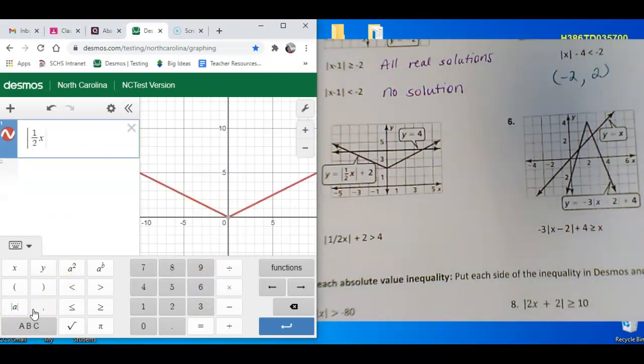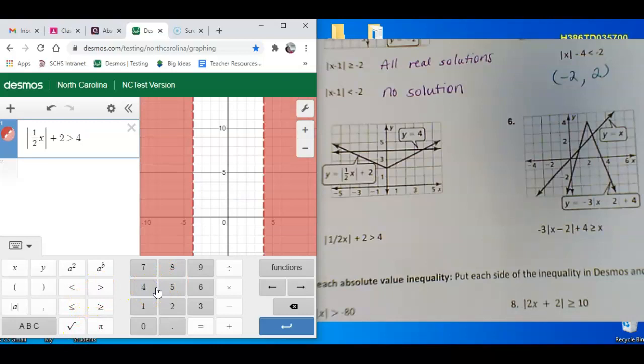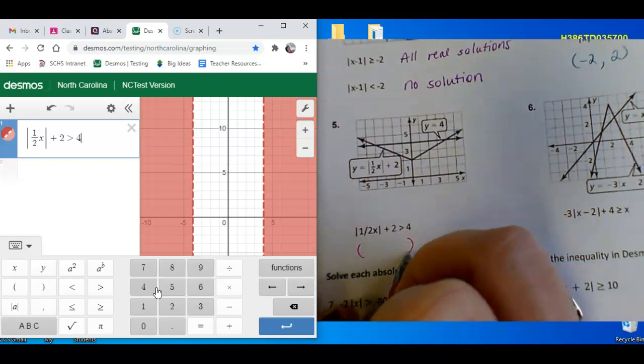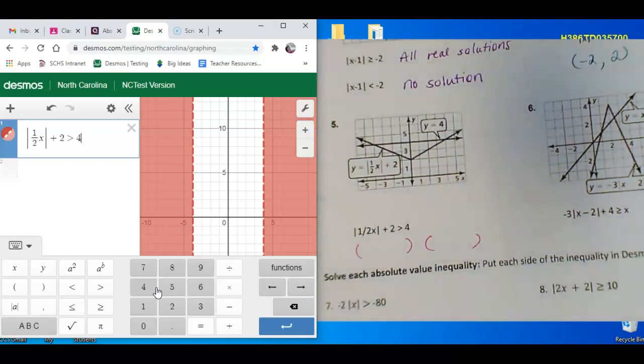Absolute value 1/2 x plus 2 is greater than 4. Okay, this one has two parts that are shaded. Because there's two parts that are shaded, I know that I'm going to have two parts to the answer. Okay? And I know on the ends of the two parts are negative infinity and positive infinity.